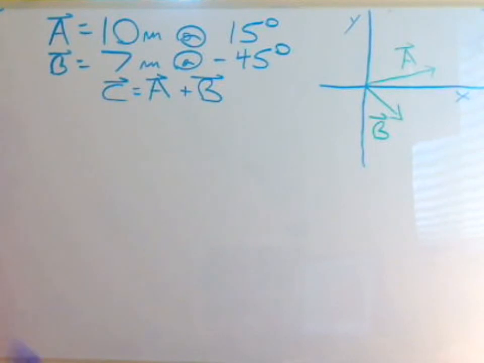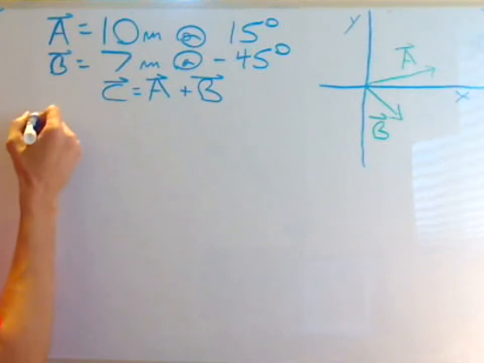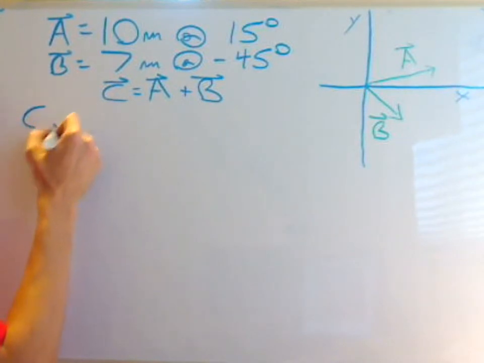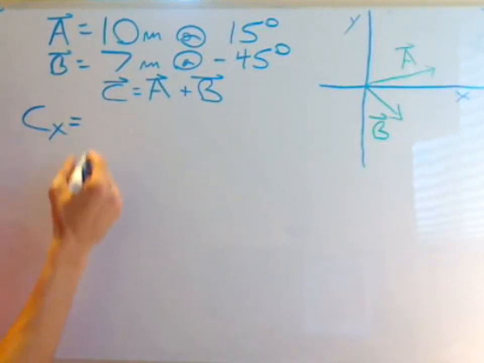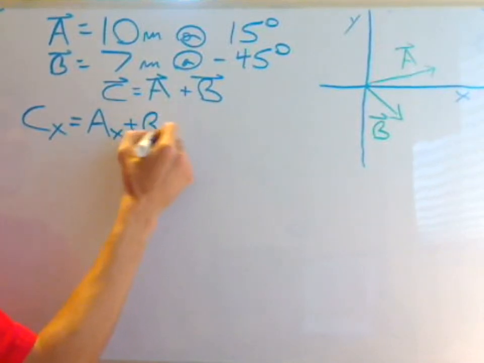And so remember, if we're adding vectors, we have to add the components. So if we're trying to find the x component of vector C, we need to add the x components of vector A and vector B.